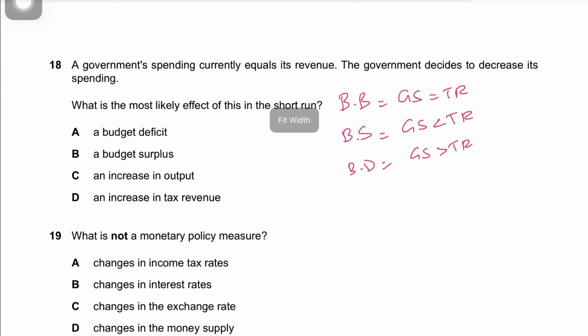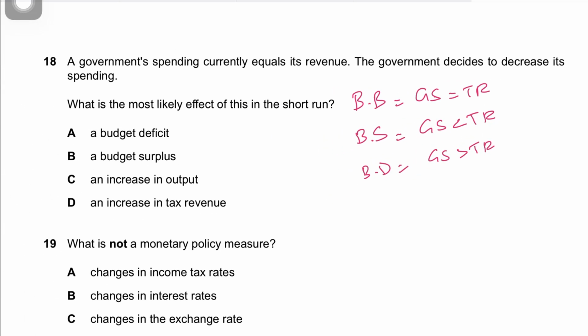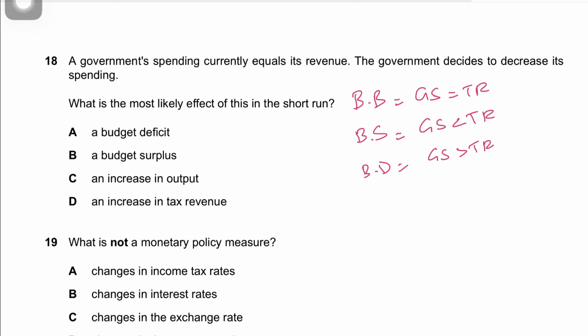Again, they're saying the government decides to decrease the spending. So if you decrease the spending, then the spending gets less than tax revenue, so you will end up with a budget surplus. Question number 18 has to be B. Got it?